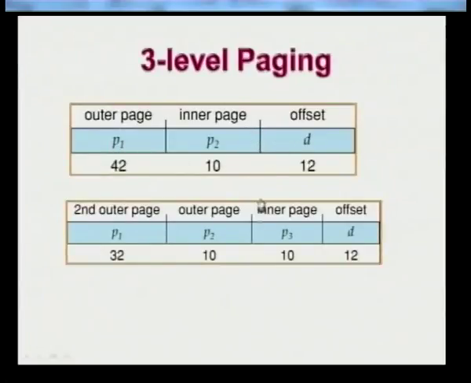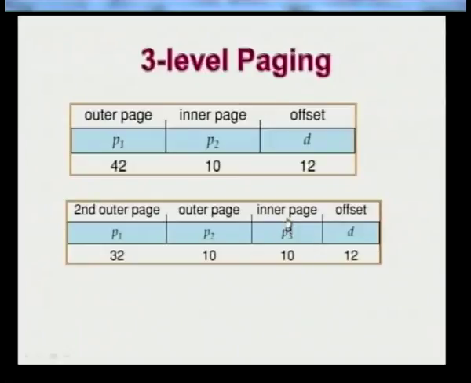In a three-level paging scheme, the offset is retained as such and the inner page is retained as such as 10 bits. However, the outer page, which corresponds to 42 bits, is now separated into 32 bits as the second outer page and 10 bits as the inner outer page, or next level of our primary outer page. This is how the three-level paging scheme is organized.